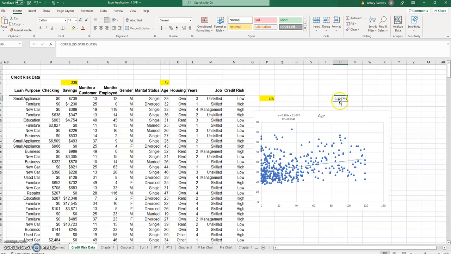So that's kind of the takeaway that I'm looking for on this for this week, and then we'll talk more about it when we get to regression here in a couple weeks.